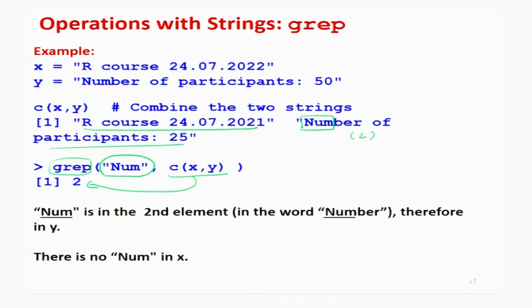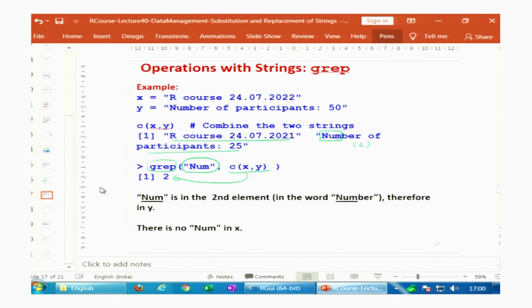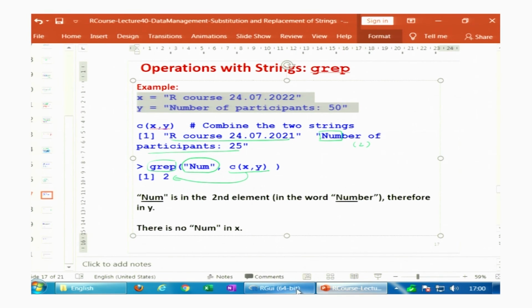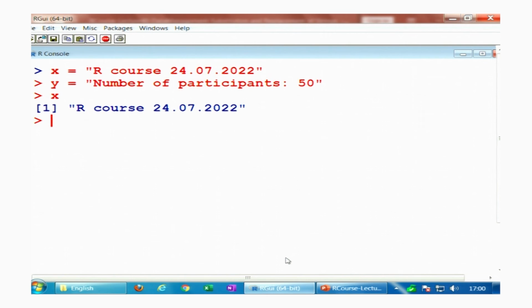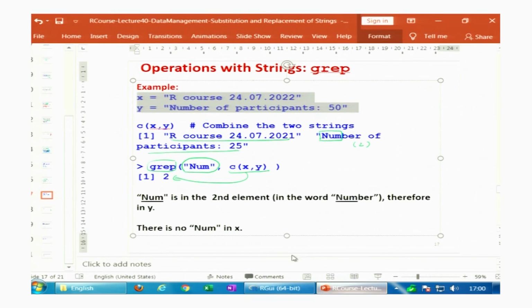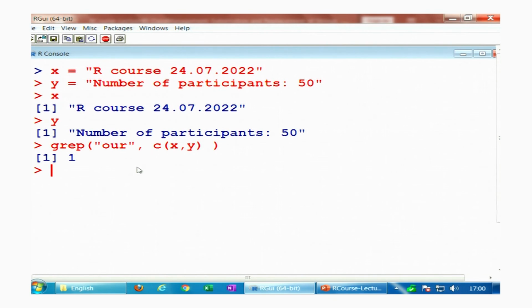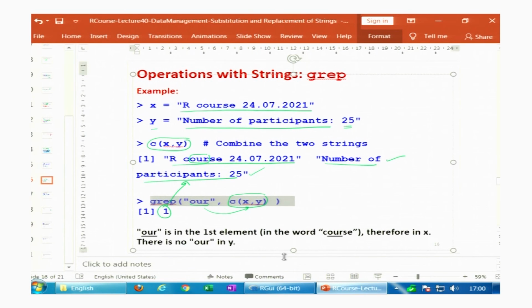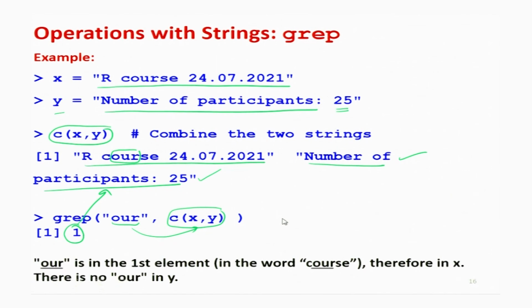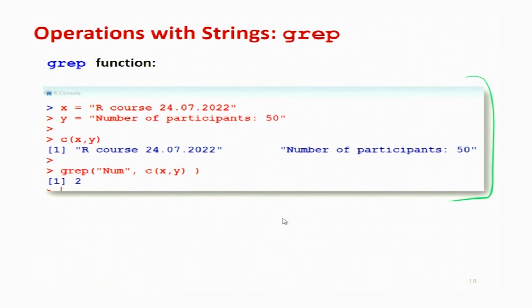So let me show you this operation on the R console also, and then I will give you one more example. So let me create my x and y. So x is like this, y is like this, and after that first I try to see the word OUR, right? So you can see this is OUR at this position, and if you try num, it is occurring at 2, right? So that is pretty straightforward. I wanted to show you that you can combine the two strings together and then work on them also. And this is the screenshot of the same operation that I just showed you.